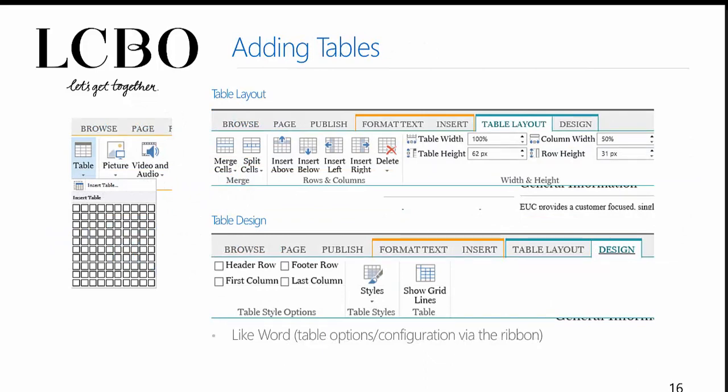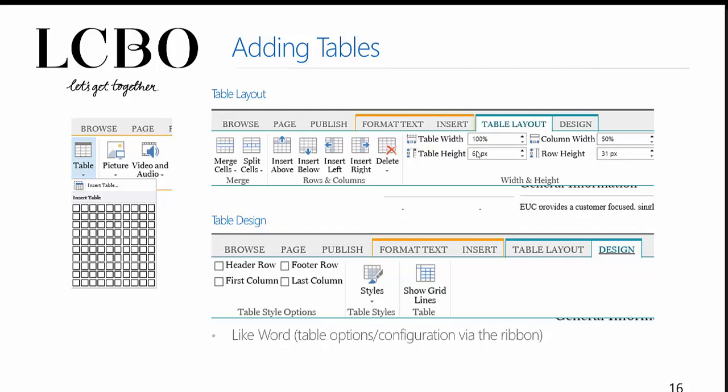If you wanted to add a table, all you would do is go to the ribbon, select table, and then insert table. And then here you would use this tool to determine how big your table is. It's very much the same as Microsoft Word. Once you've created the table, then you have two tabs on the ribbon once you've clicked in your table. Here in the table layout tab, you can merge cells, split cells, insert rows above or below, insert columns to the left or the right.